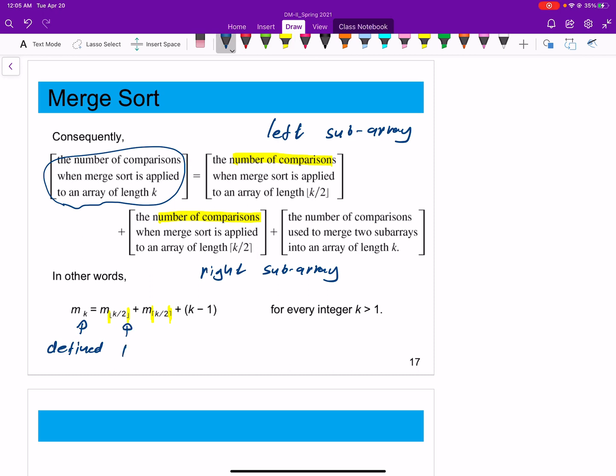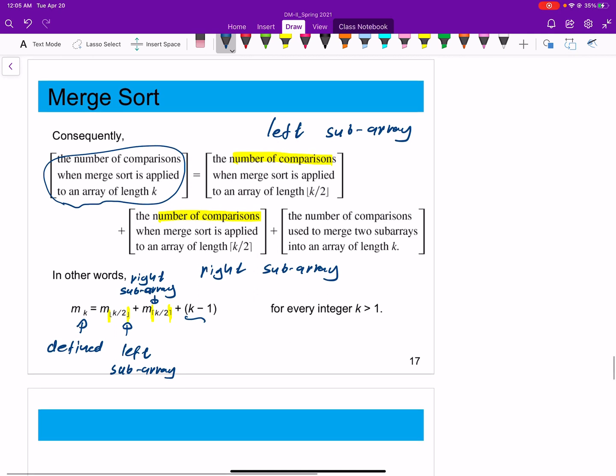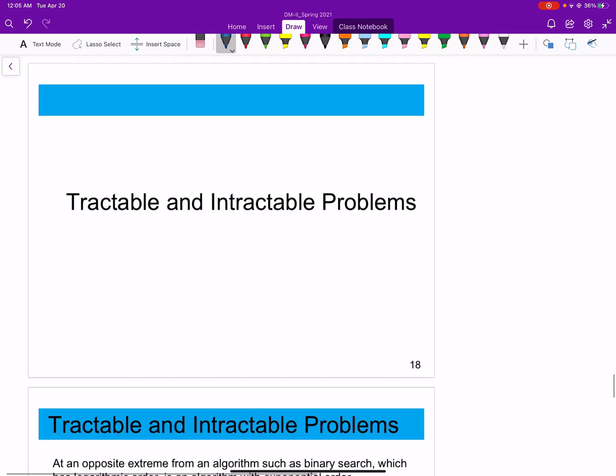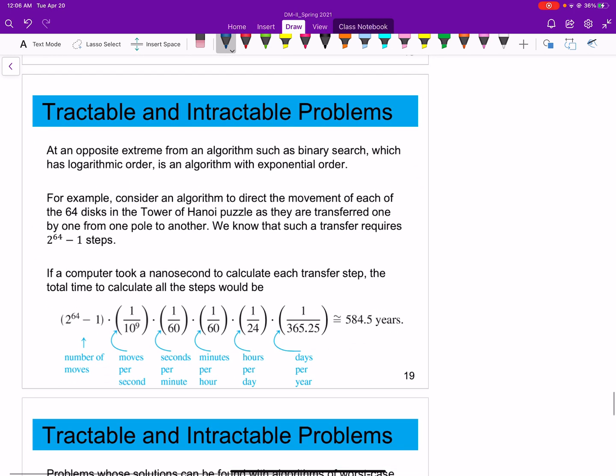This is for the left sub-array. This is for the right sub-array. And that is for the merging step, the number of comparisons for merging. All right. So this is the corresponding formula, which is an implicit formula. In the next slide, we're going to talk about tractable and intractable problems. This is a quick subsection that we are going to cover in 3 slides.